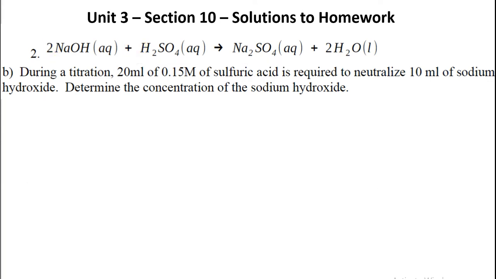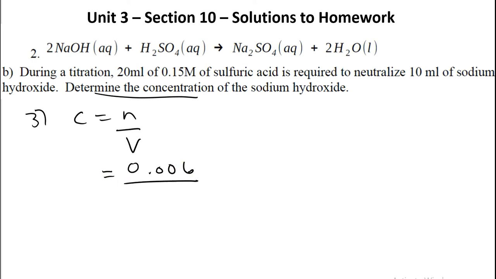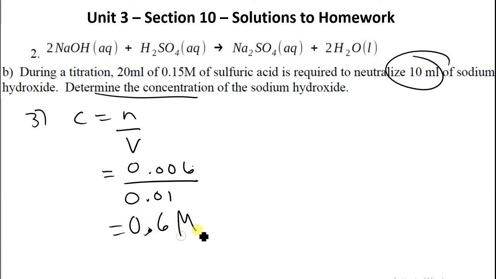So let's use that number to solve for our concentration. So concentration equals n over v. We just found our n was 0.06. And our v is right there in the question at 10, which of course will change to liters. And when you divide those two out, you get 0.6 molar NaOH. We're going to use that to figure out our pH.